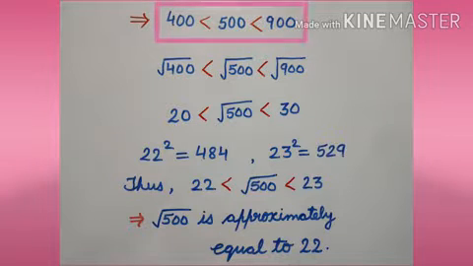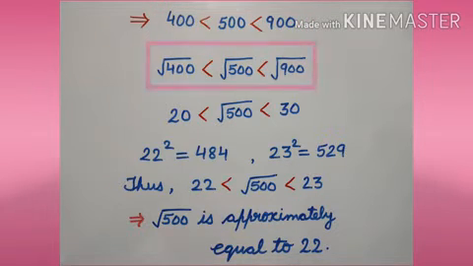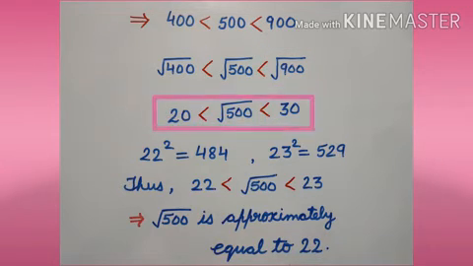Estimate the square root of 500. We know that 500 is greater than square number 400 but less than square number 900. So, the square root of 500 lies between the square root of 400 and the square root of 900. Since the square root of 400 is 20 and the square root of 900 is 30, the square root of 500 will be greater than 20 but less than 30.